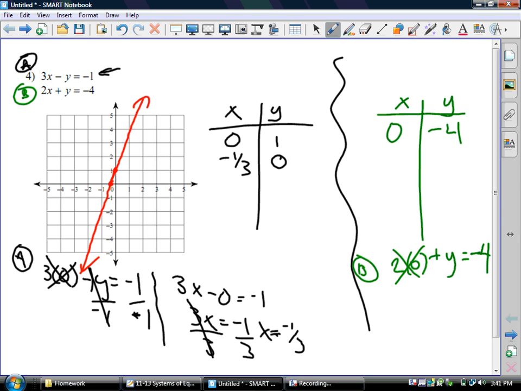No extra work. What about the second solution? What do we need? We did that when x is 0. What's another easy one? Let's just do y is 0 and figure out what x is. Now, if you try to skip the figuring it out step, chances are you're going to make mistakes. So that's gone. It's just 2x equals negative 4. How do we solve that?